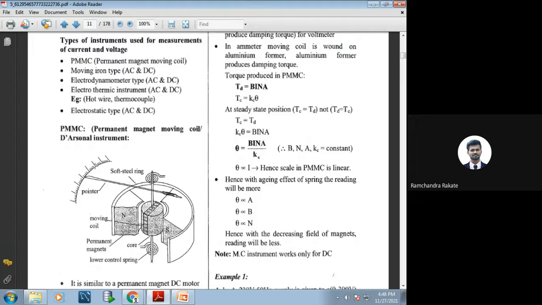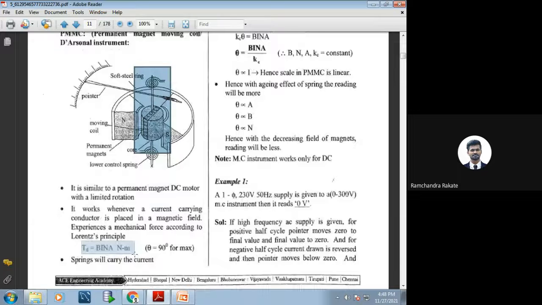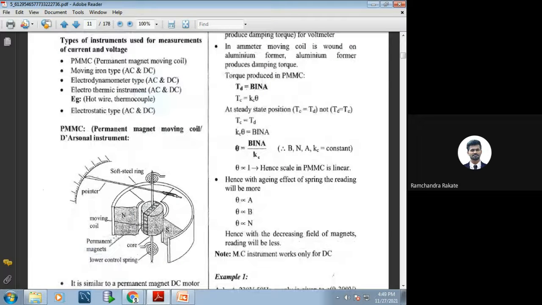In an ammeter, the moving coil is wound on an aluminum former, and the aluminum former produces deflecting torque. This deflecting torque is BINA newton meter. So we are looking at the PMMC: the torque produced in PMMC is BINA. The controlling torque is proportional to the angle of deflection, from this position to that position. So TC is directly proportional to theta.